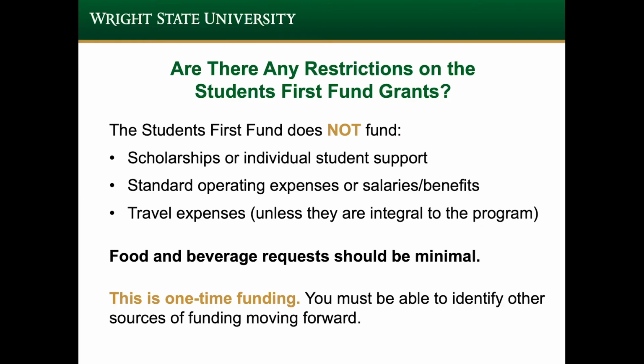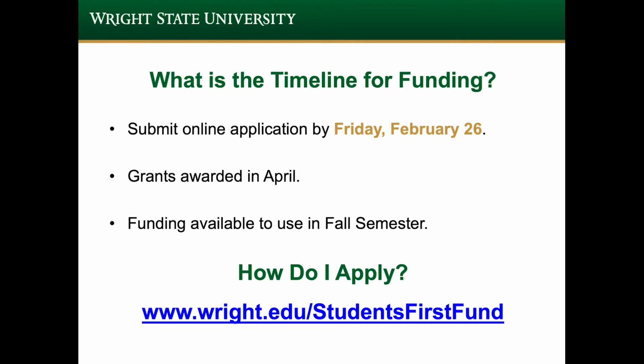There are some restrictions that we have on the Students First Fund grants. We are not looking to support scholarships or individual student support, standard operating expenses or salaries or benefits for people working on the project, as well as travel expenses unless there's something that will be integral to the program. Food and beverage requests should be kept to a minimum. And please remember that this is one-time funding, so you must be able to identify other sources of funding moving forward if this is an ongoing project.